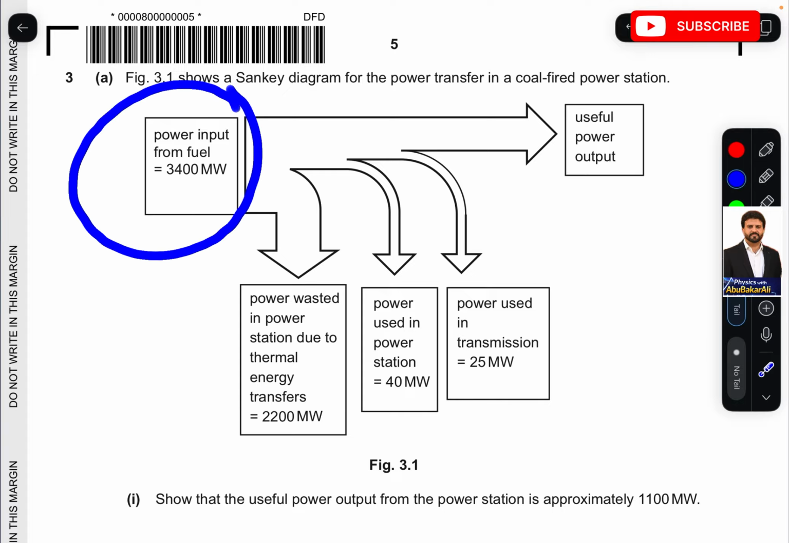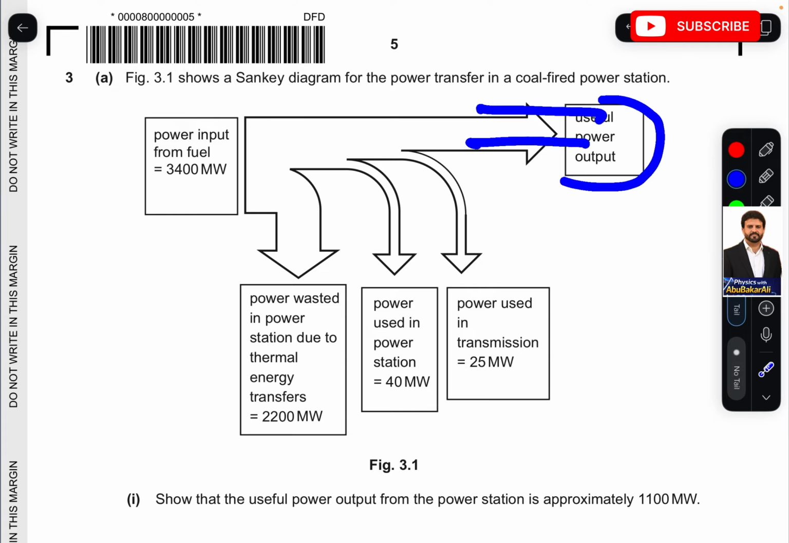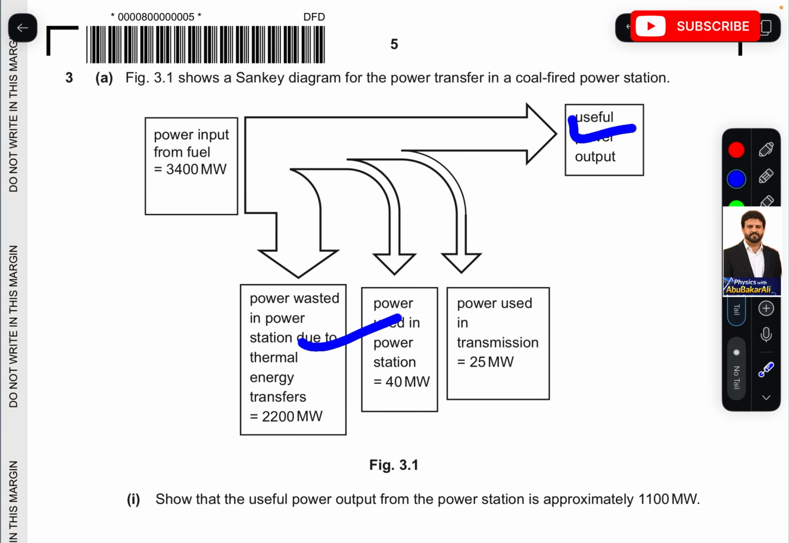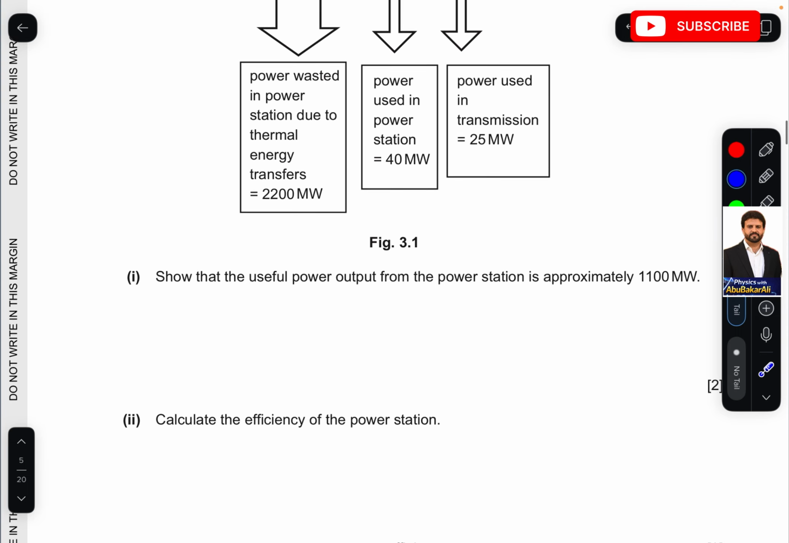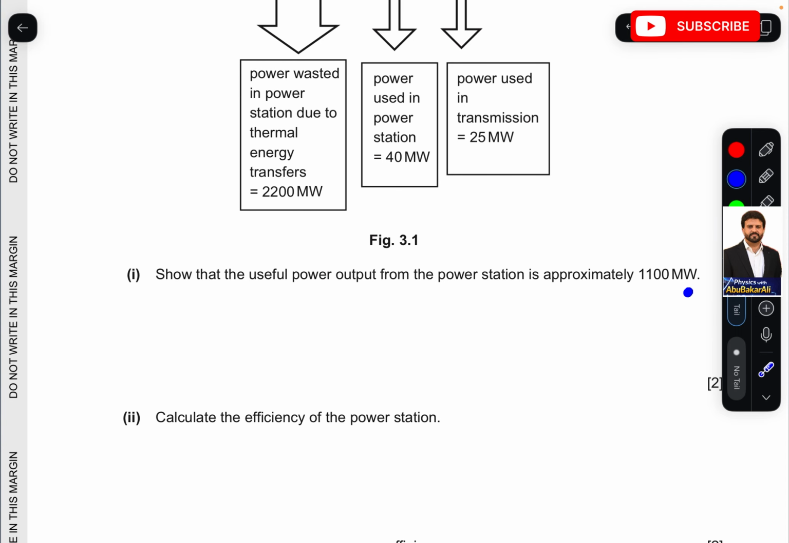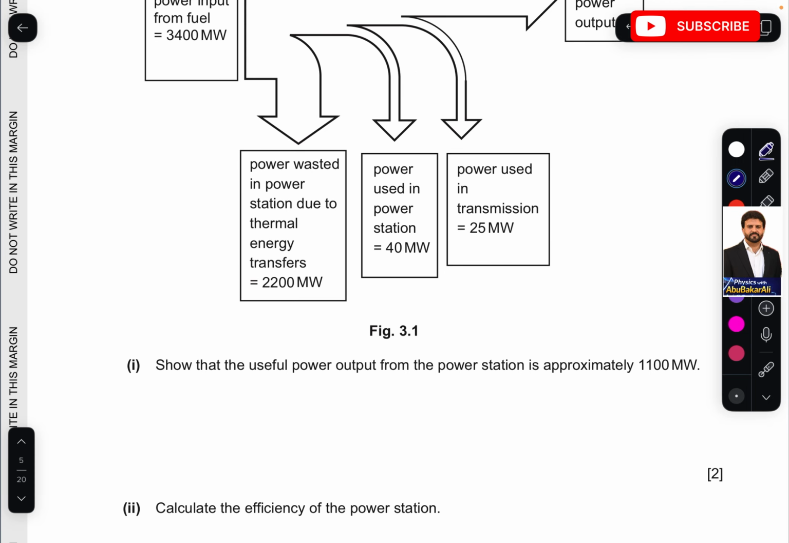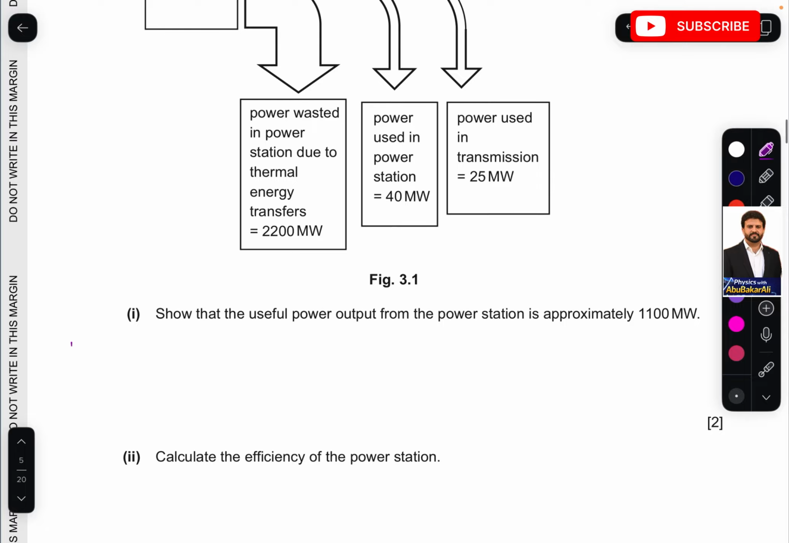In question 3, we have a Sankey diagram for the power transformer in a coal-fired power station. This is the total input given to it, this is the useful output, and these are the losses. These are the wasted energy, right? Power wasted in the station due to thermal, power used in power station, power used in transmission. This is all the wasted. This is the useful energy only. Show that the useful power output from the power station is approximately this. How can we find the useful power? Very easy. You can subtract the losses from the total power.